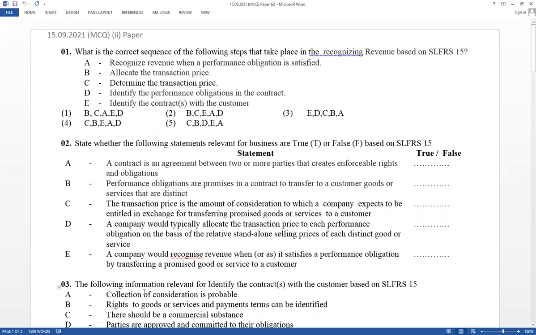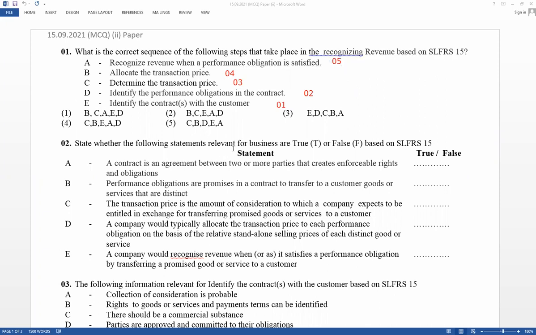Memorize it. Think of the first one: what is the correct sequence of the following steps taking place in the recognition of revenue based on the SLFRS 15 5-step model? First one, identify the contract with customers. Second one, identify the performance obligation. Third one, determine the transaction price. Fourth one, allocate the transaction price. Last one, recognize revenue when the performance obligation is satisfied.